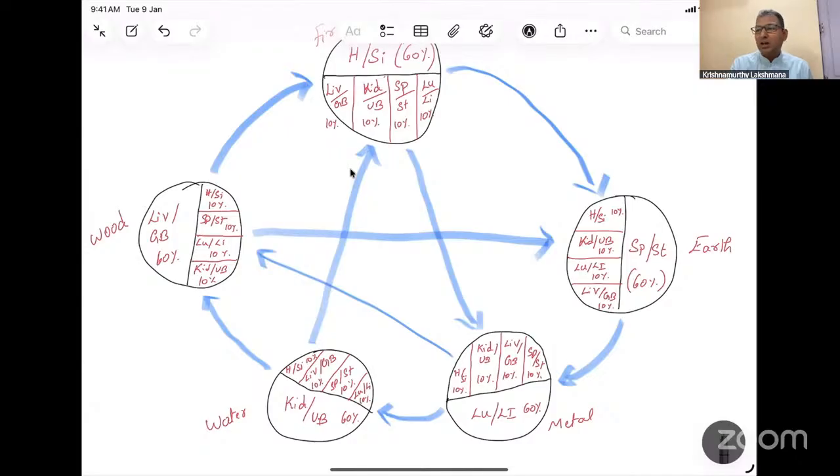What is it doing? It controls all the meridians. It does work. See, every organ does work in every other organ. This is how it is distributed.